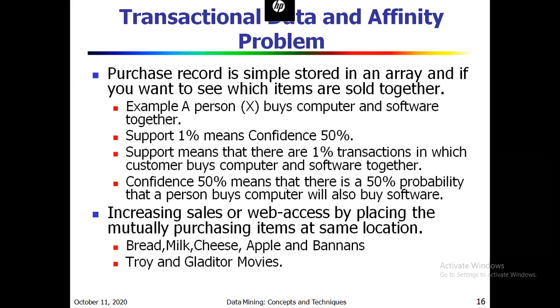So this transactional data is important in strategy making. For example, we have a strategy in a supermarket that usually the person comes and buys bread, milk, butter, cheese, and eggs together. So we place all these things at the same location. The probability of buying eggs with the bread and milk is higher than the person who buys only bread. So this will affect the sales.